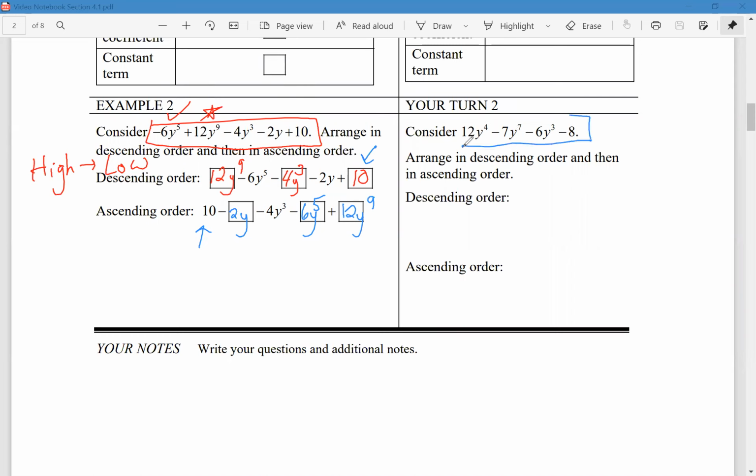Okay, so here's the your turn version of this problem. Here's our 4 terms. Let's write them in descending order from highest to lowest. Looks like that would start with 12y to the 4th minus 6y to the 3rd. Oh, nope, just kidding. I rushed. All right, erase.